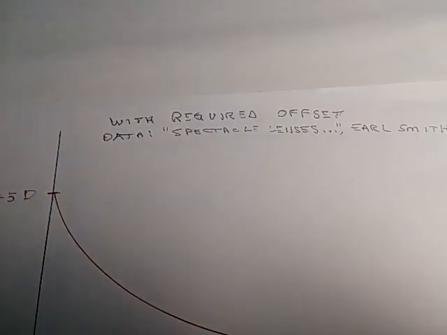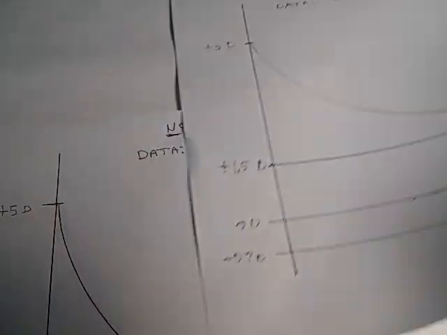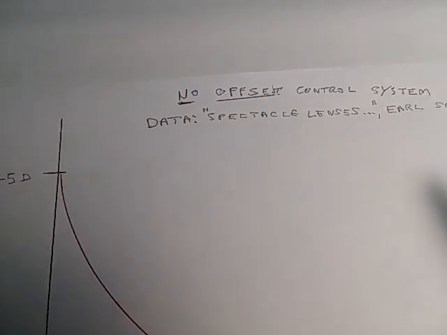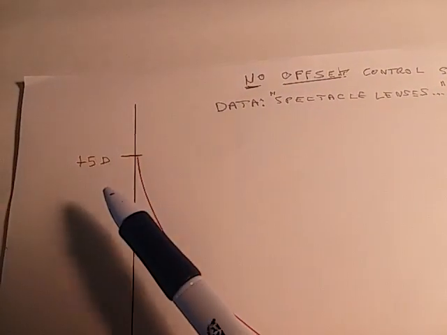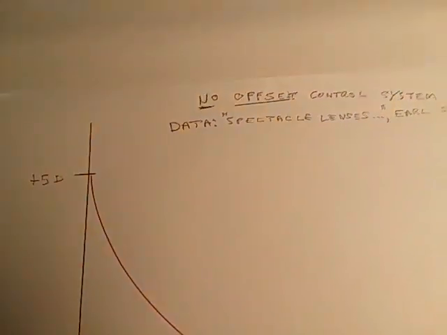the eye must have a required offset of about 2.2 diopters. But let's start with an eye that has no offset. Here's that eye. At birth, our eyes with no feedback have a value of plus 5 diopters.